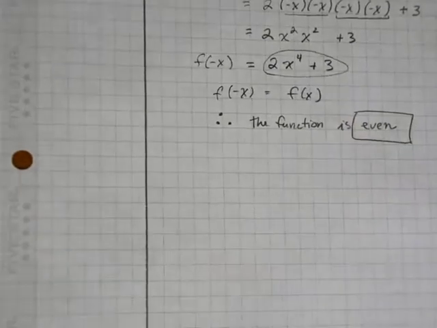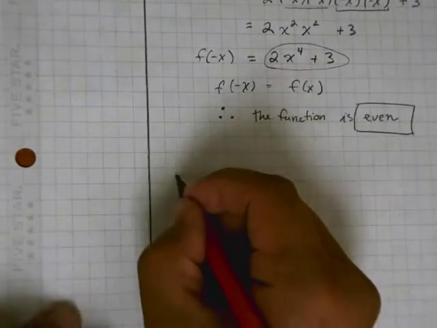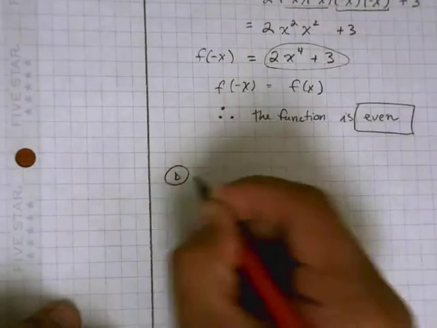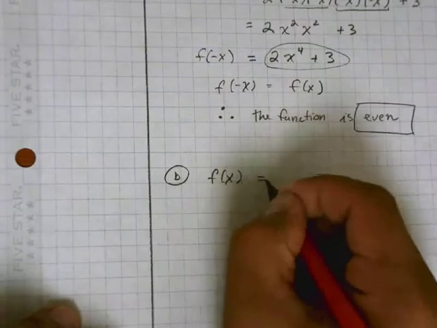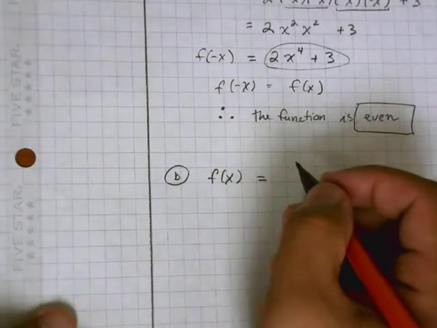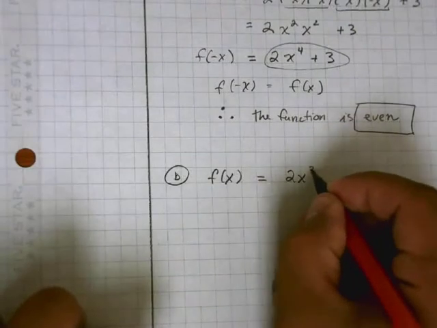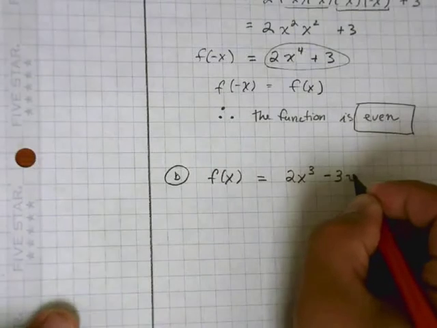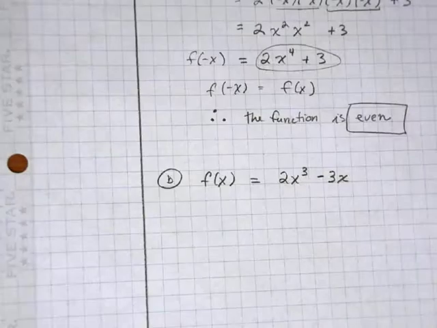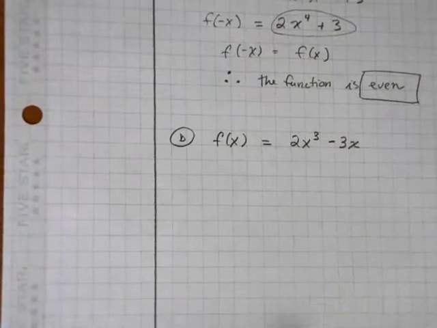Let's try another example down here. I have a function f of x equals 2x to the third minus 3x. And so let's look at this and see if this function is even or odd.